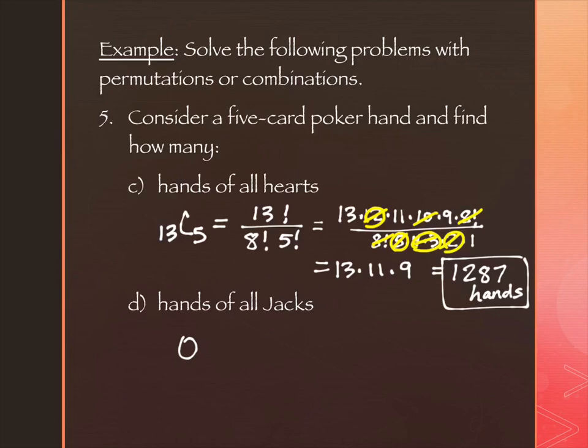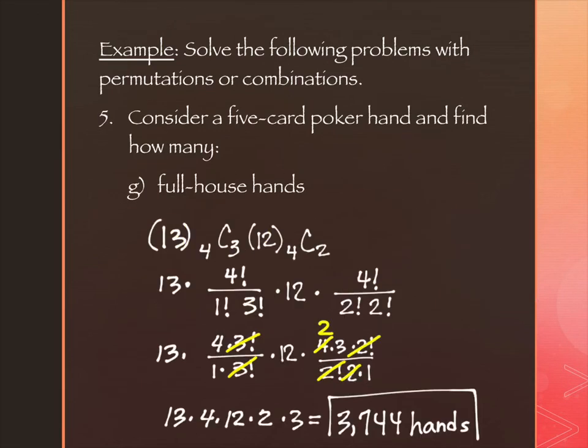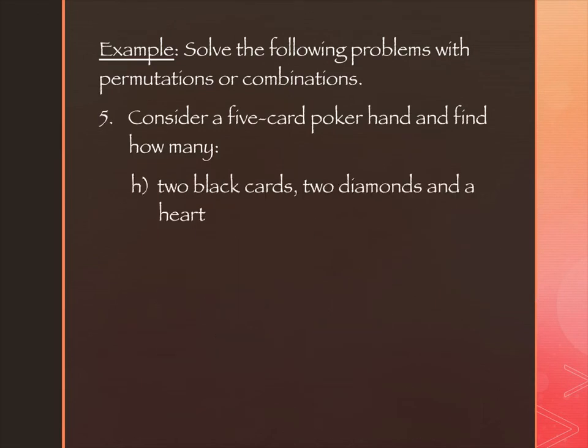to the flush hand. Okay, we're just going to do a random one here at the end, not because this is anything special, but because I want you to see that it doesn't have to be anything special to make the calculations. Okay, so it says that we're going to have 2 black cards, 2 diamonds, and a heart. Just a random assortment of things.